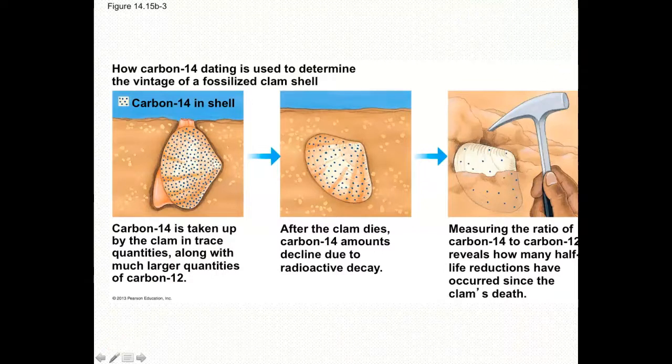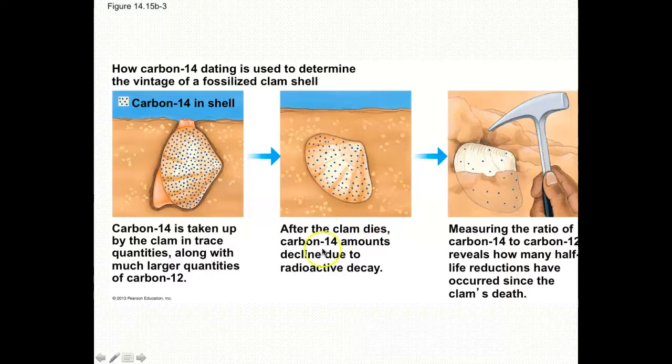So what I'm going to do is look at this example. So in a living organism, in this case, they're looking at a clam. The living organism is taking in from the environment when it eats, right, the carbon in its food. So carbon 14 is taken up by the clam in trace quantities along with much larger quantities of carbon 12, right? So carbon 12 is basically the form of carbon that's most prevalent in the atmosphere. Carbon 14 is more rare, but carbon 12 and 14 and 13 are all coming into that clam. However, when the clam dies, the clam stops eating, right? So it doesn't take in any more carbon.